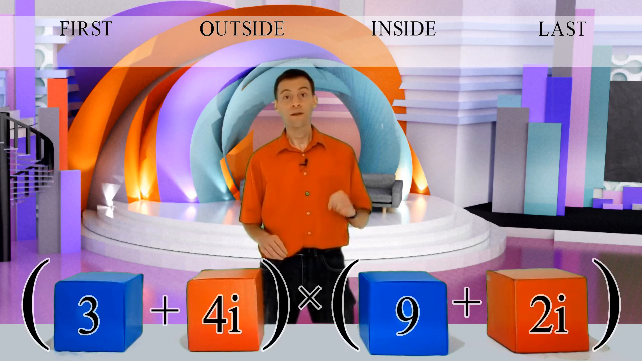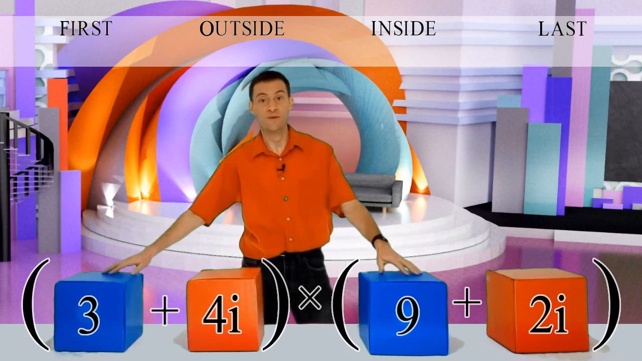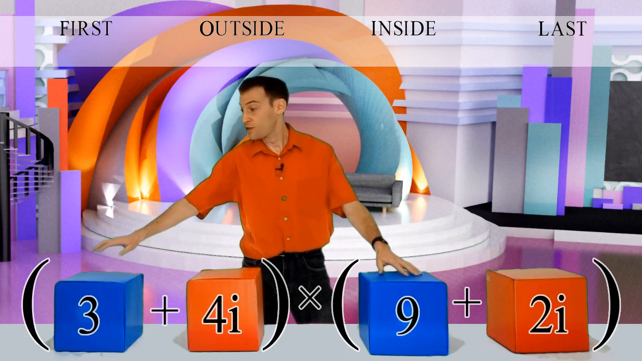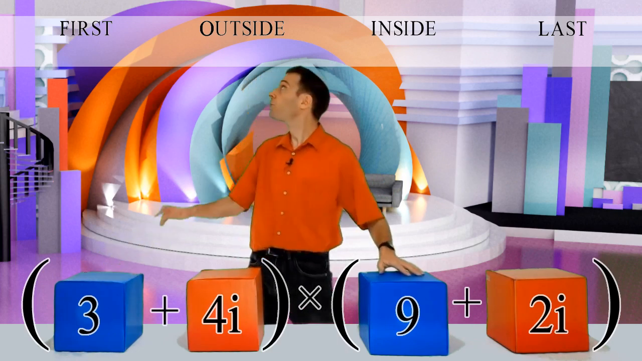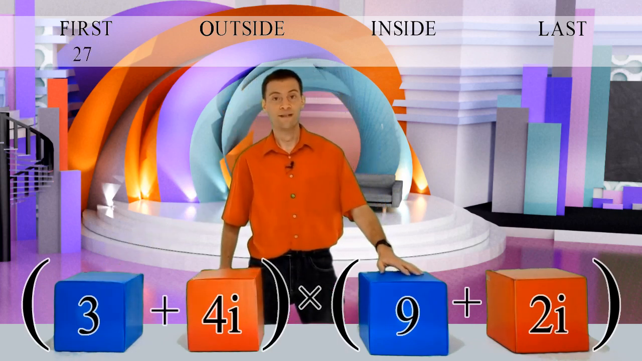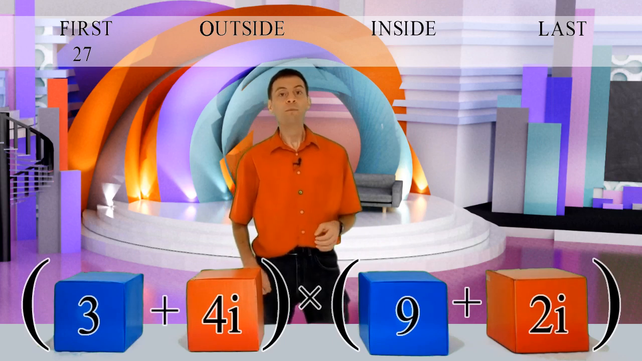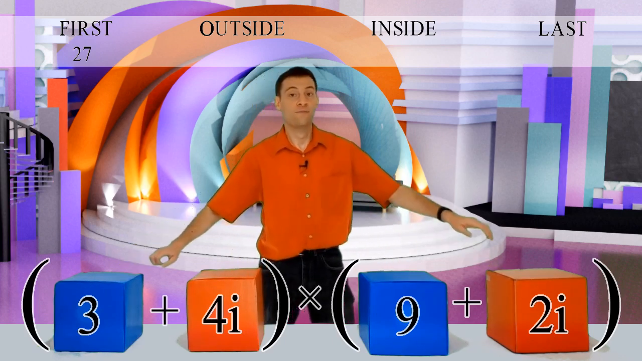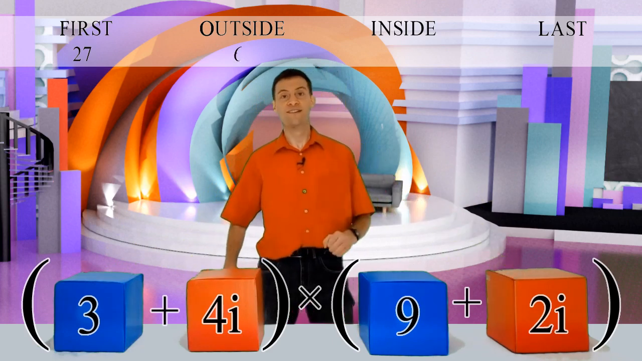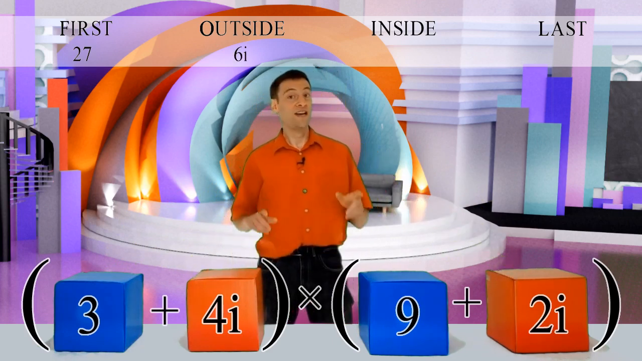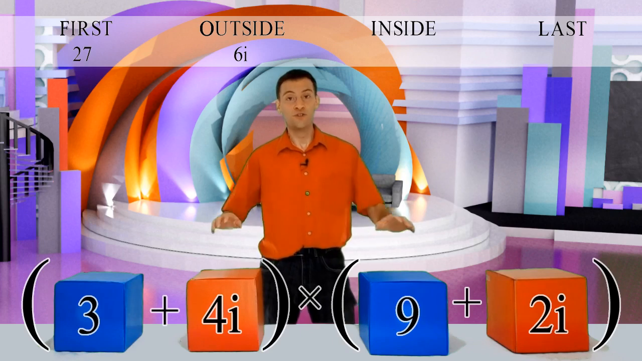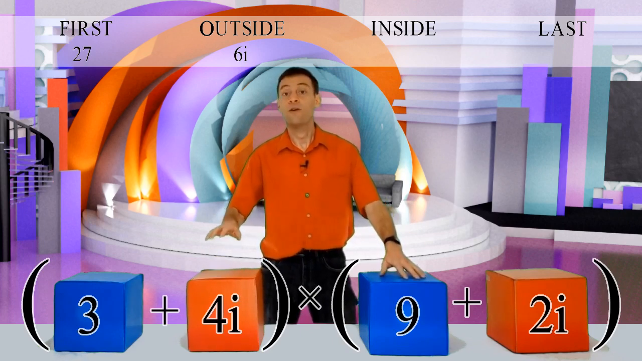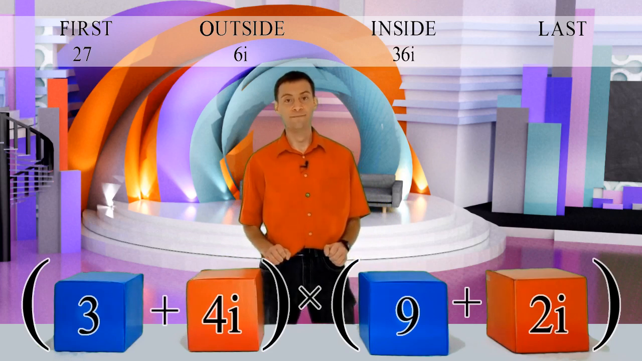Stage 1, we multiply the two first terms in each bracket. 3 times 9 equals 27. Stage 2, we multiply the two outside terms. 3 times 2i equals 6i. Stage 3, we multiply the two inside terms. 4i times 9 equals 36i.